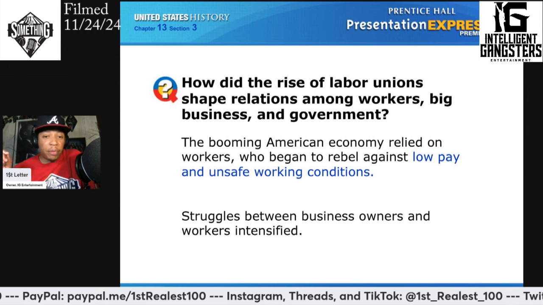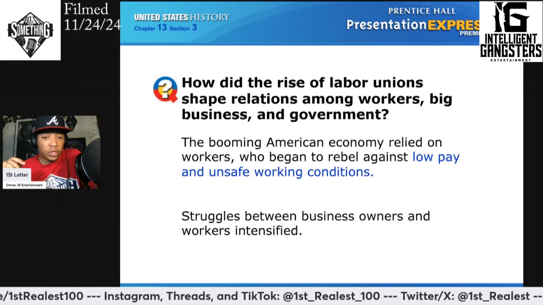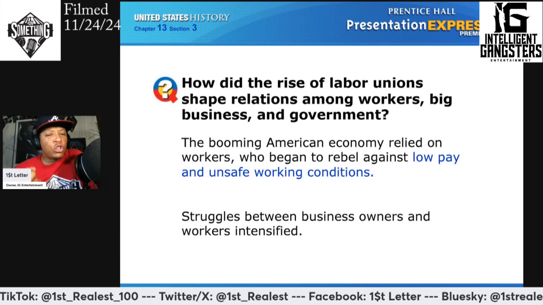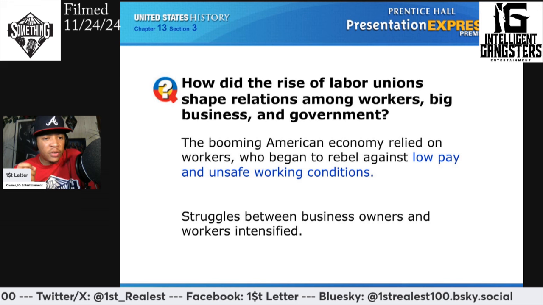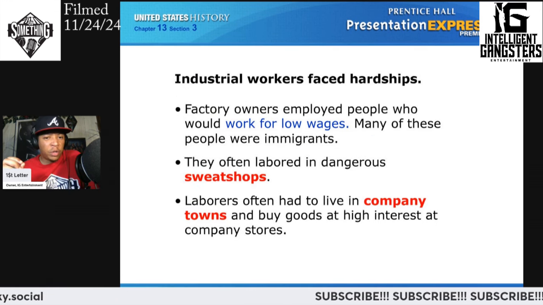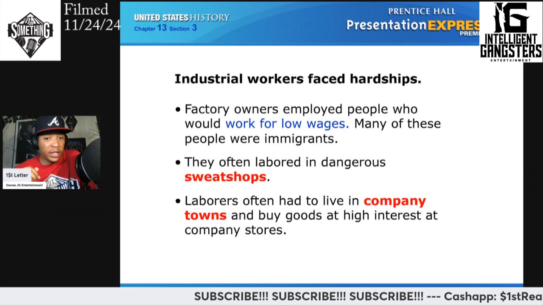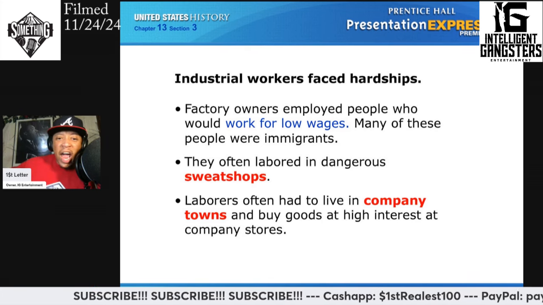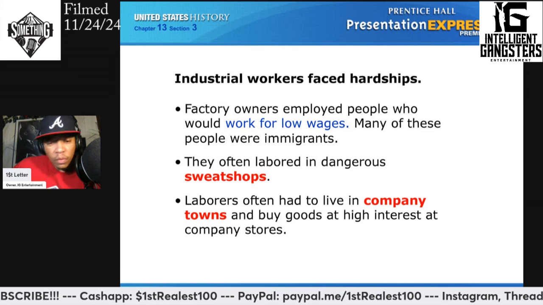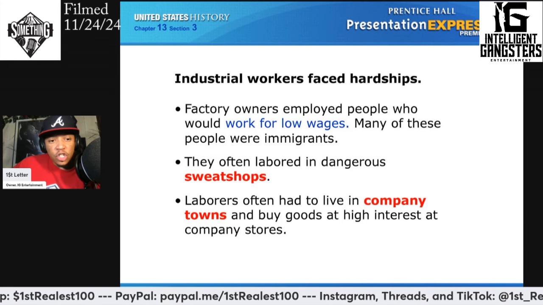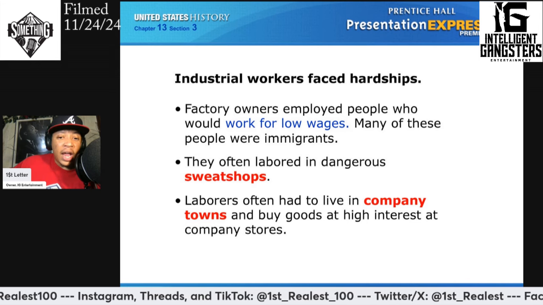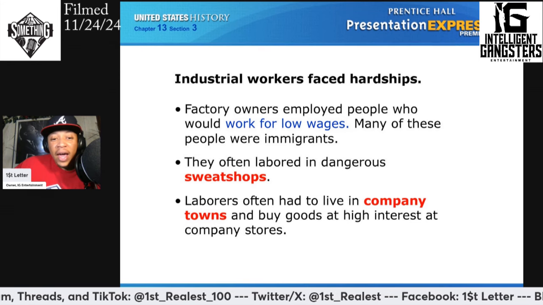Let's get it. It says the booming American economy relied on workers who began to rebel against low pay and unsafe working conditions. Struggles between business owners and workers intensified. Industrial workers faced hardships. Factory owners employed people who would work for low wages. Many of these people were immigrants. Sound familiar? They often labored in dangerous sweatshops. Laborers often had to live in company towns and buy goods at high interest at company stores.